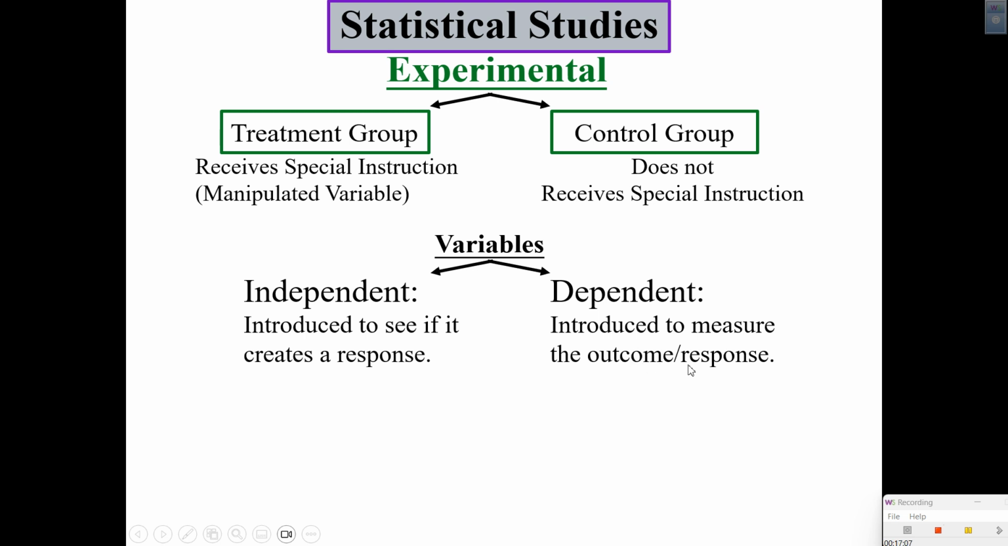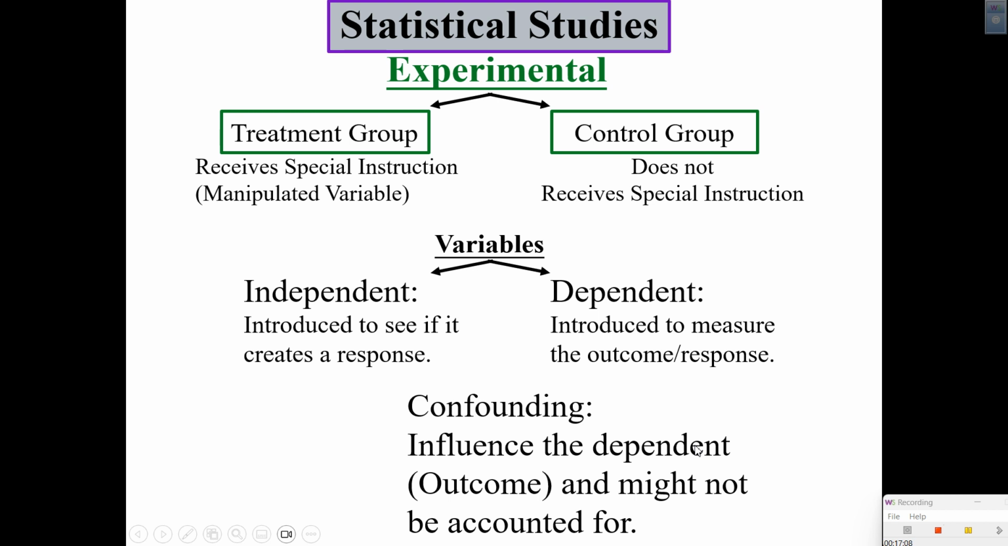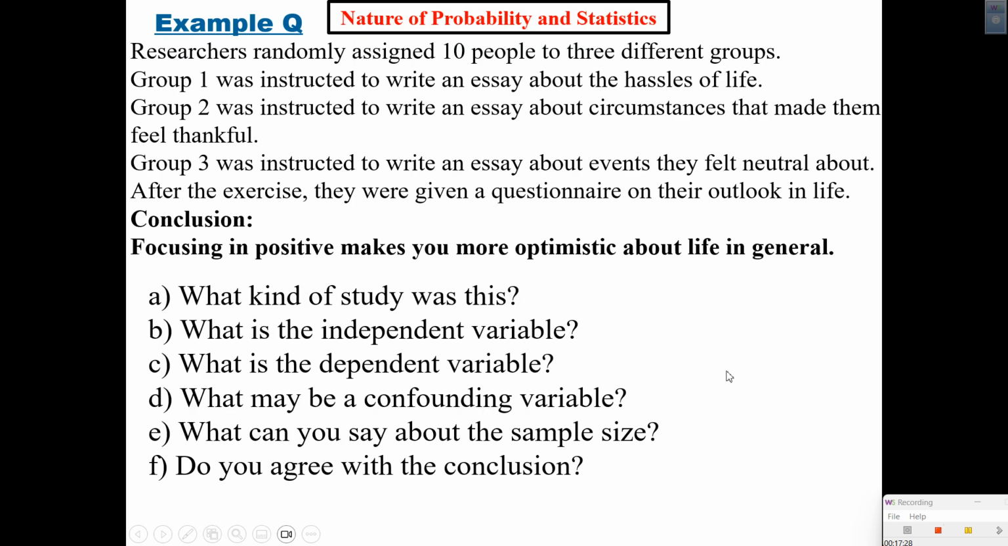And lastly, one more variable, confounding variable. It's a variable or something outside of the study that might affect the response of the group. And you're like, I don't understand, Mr. Q. Okay, but we'll get there. I'll come back to this one so you can copy this afterwards. Let me get to the example. Look up, please.